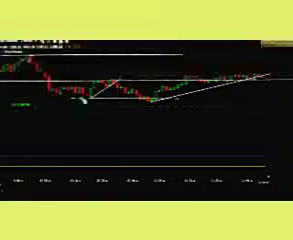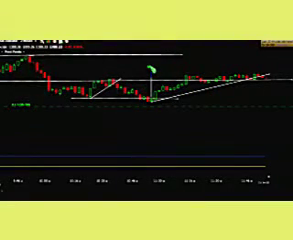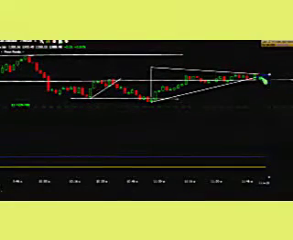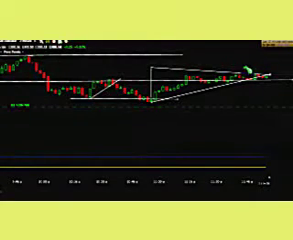Very, very important. There is another triangle here, ladies and gentlemen. If you pay attention carefully, there's a triangle here. The price is coming out of the triangle now. Some traders may decide to sell as soon as the price closes below this white horizontal line, placing their stop loss above the top of this triangle. That's a valid sell.